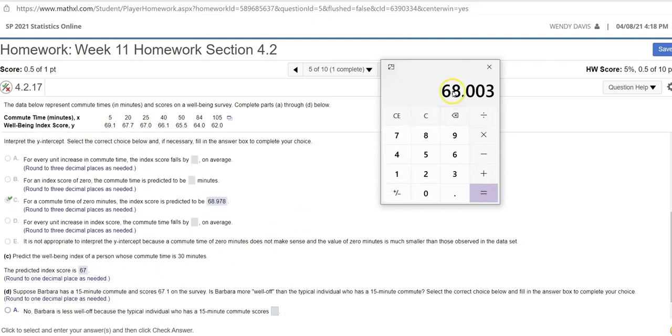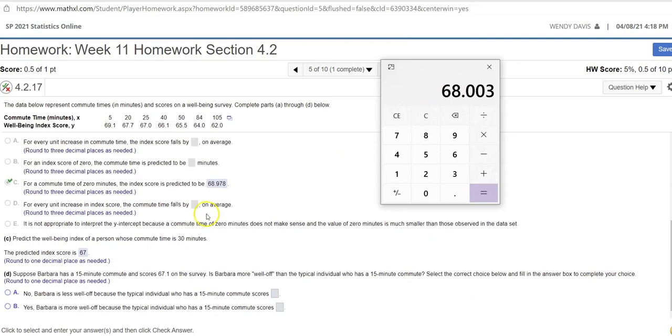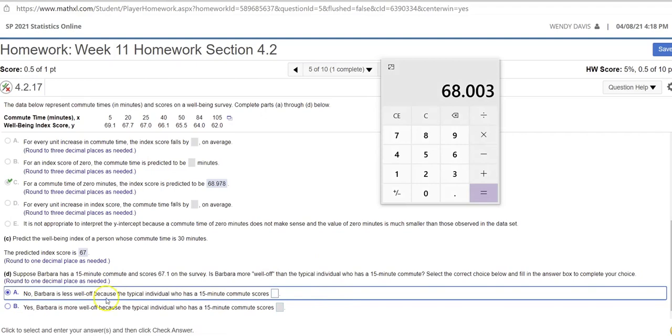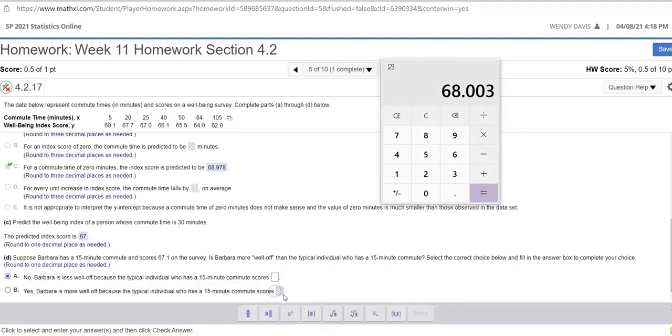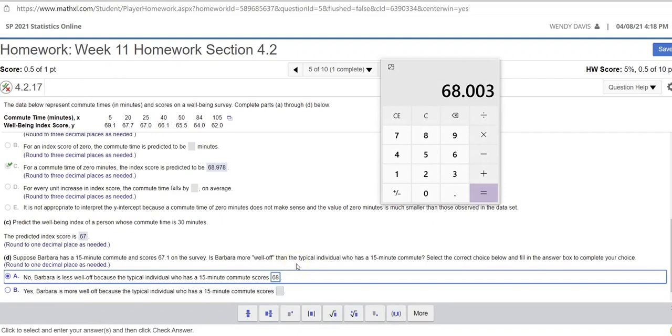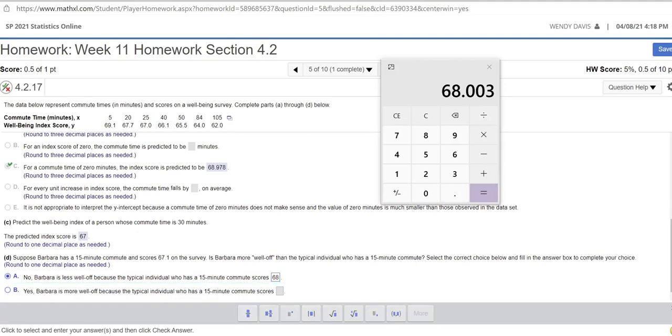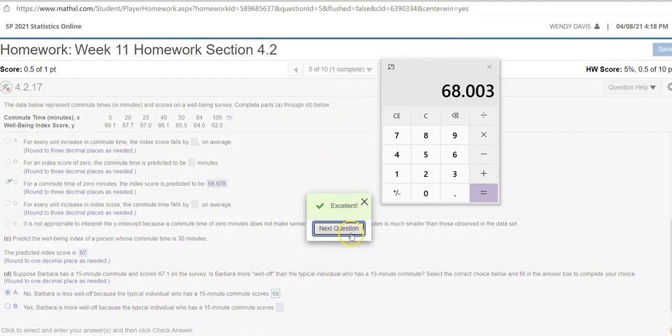Okay, the predicted value is 68, but hers is only 67. She's less well off because the typical individual is 68. Round to 1 decimal, so that's still 68.0. Okay. The predicted means the average time. So I plugged in 15 minutes and I got a well-being of 68. But hers is only 67, so her well-being is less than average. So she is not as well off as others.